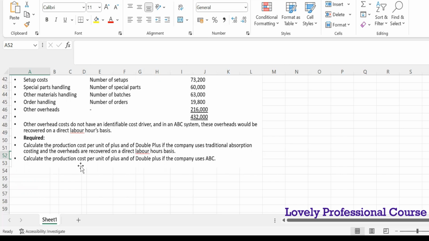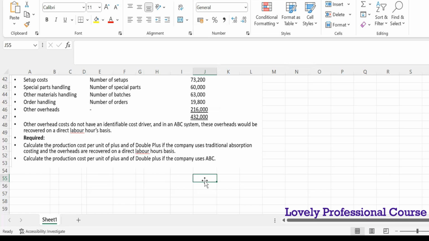Then the requirement. The examiner is asking you to calculate the production cost per unit of plus and of double plus if the company uses traditional absorption costing, with the overheads recovered on a direct labor hour basis. This is clear. The second requirement: calculate the production cost per unit of plus and of double plus if the company is using activity-based costing. Remember, here we are applying activity-based costing versus traditional absorption costing.